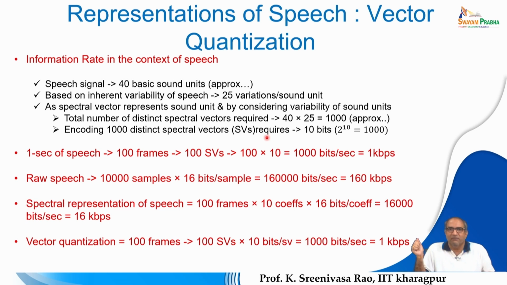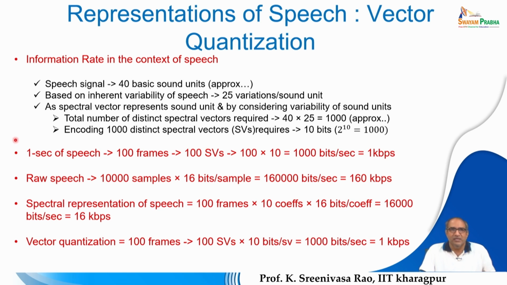How did we get these 1000 spectral vectors? We know that there are only 40 sounds in the speech of a particular language, and each sound unit is represented by some 20-25 variations of the spectral vectors. That way we got about 1000 spectral vectors, and because there are 1000 unique vectors, each of them can be represented by 10 bits. So, that way we arrived at 10 bits per spectral vector, and with that, 1 second of speech can be represented by 1000 bits per second, nothing but 1 kbps, right.